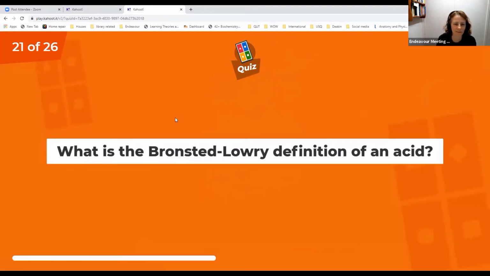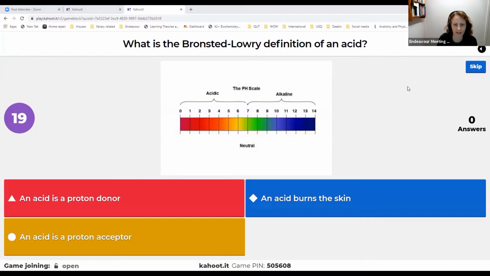So what is the Bronsted-Lowry definition of an acid? Is it that an acid is a proton donor, an acid is a proton acceptor, or that an acid burns the skin?